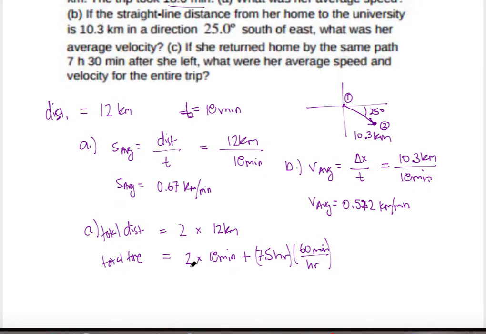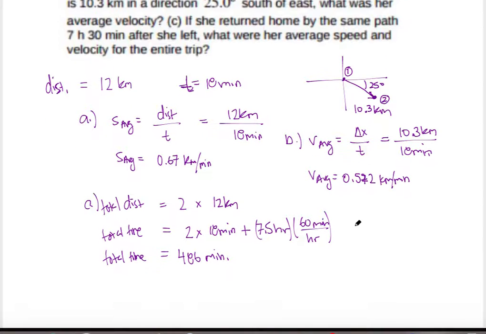So this part's a little tricky. So the total time, if we write all this out, is going to be 2 times 18, which is 36, plus our 7.5 times 60, for a total of 486 minutes. Now, I'll go ahead and do it because it's the second part of this, but the total displacement actually ends up being 0 because start and end points are the same if we go back to where we started.